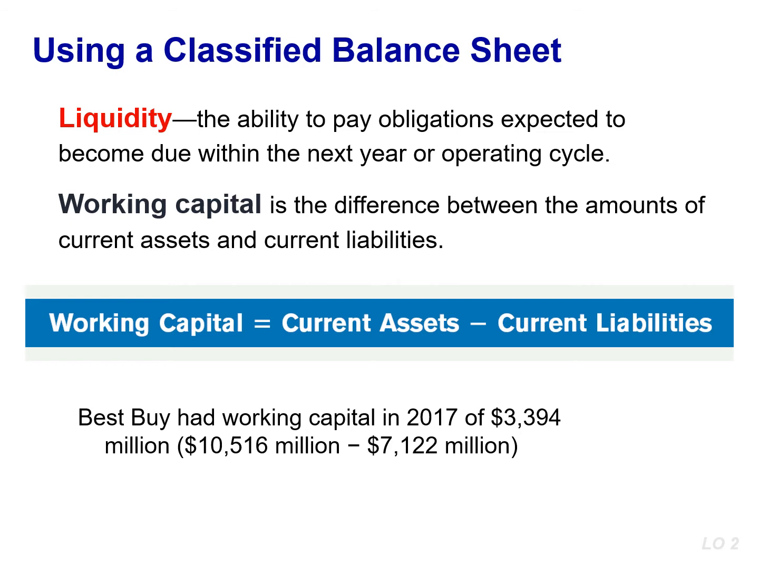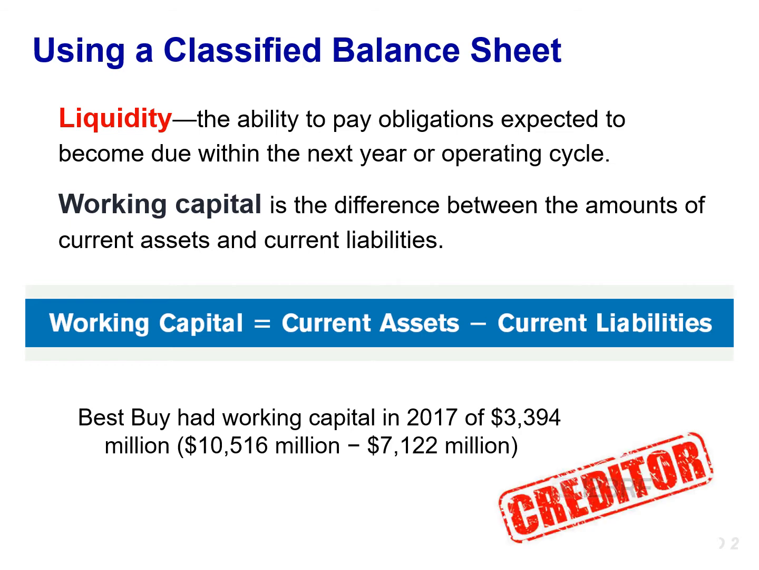Working capital is the difference between the amount of current assets and current liabilities. When current assets exceed current liabilities, working capital is positive. When this occurs, there is a greater likelihood that the company will pay its liabilities. When working capital is negative, a company might not be able to pay its short-term creditors. Best Buy had working capital in 2017 of $3.394 million.